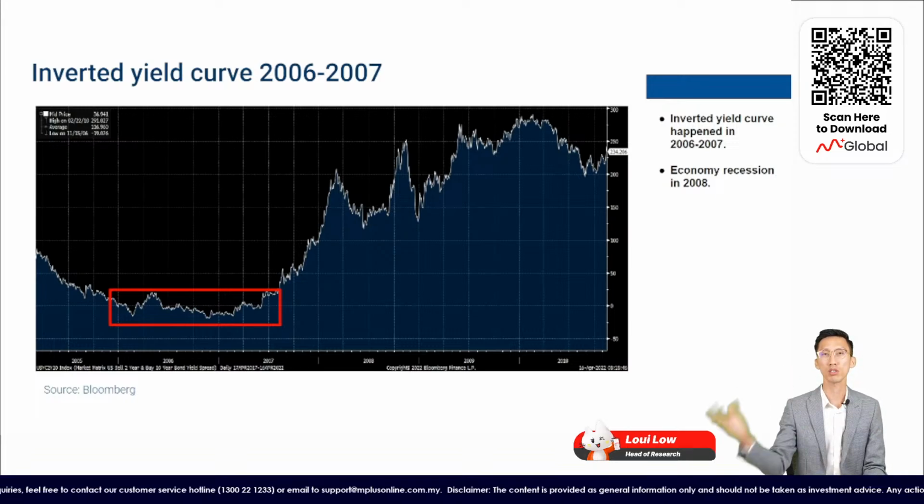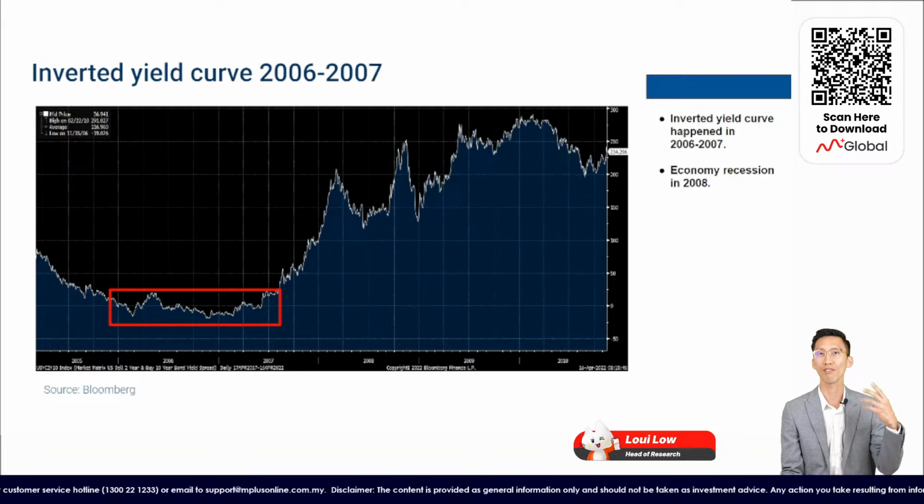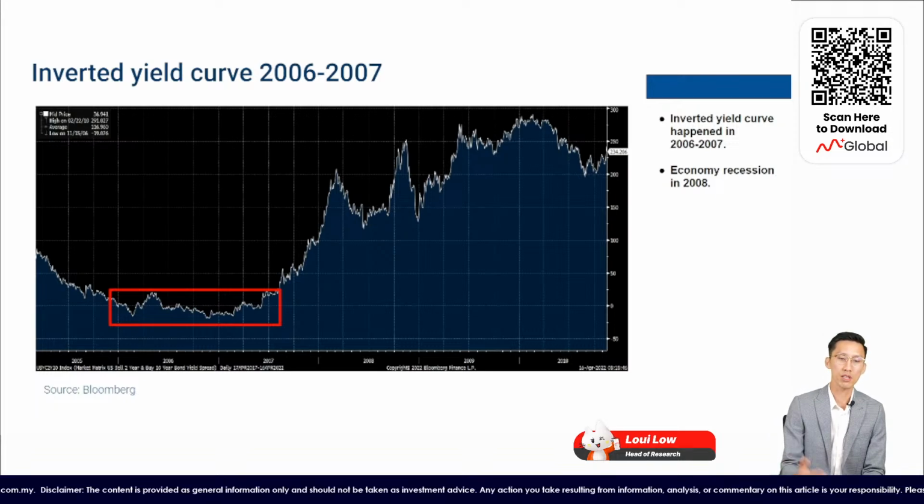They buy into long-term bonds and sell the short-term bonds because they think the near-term outlook might be slightly not so exciting. So that's why they sell the short-term bonds, and that's why it comes up with this yield curve.